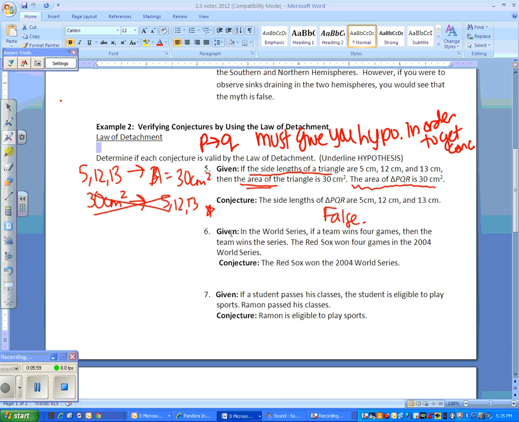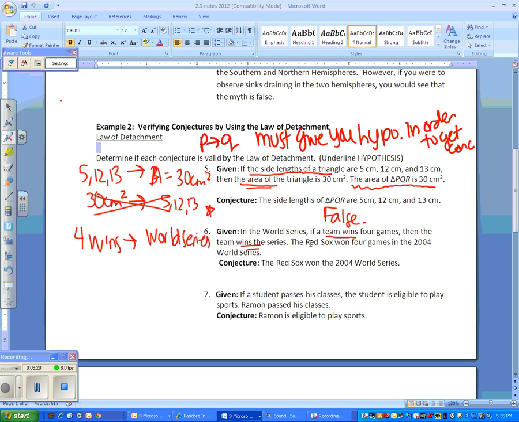Let's say, for example, here's another one. In the World Series, if a team wins 4 games, if you have 4 wins, then you will win the World Series in baseball. All right, so the Red Sox, so I'm done. This was my if, this was my hypothesis. The then part is your conclusion. So there's my conditional statement.